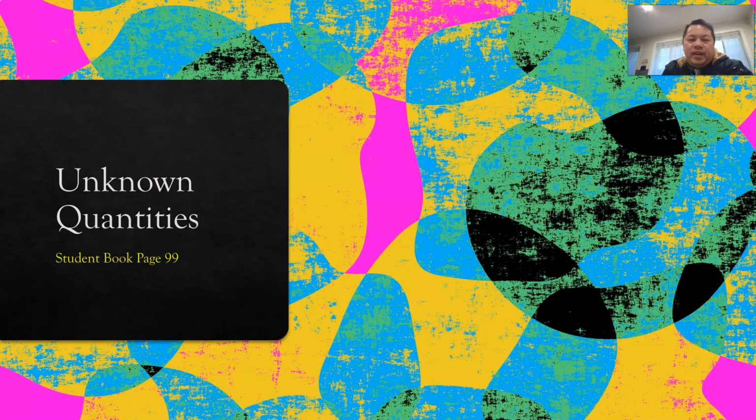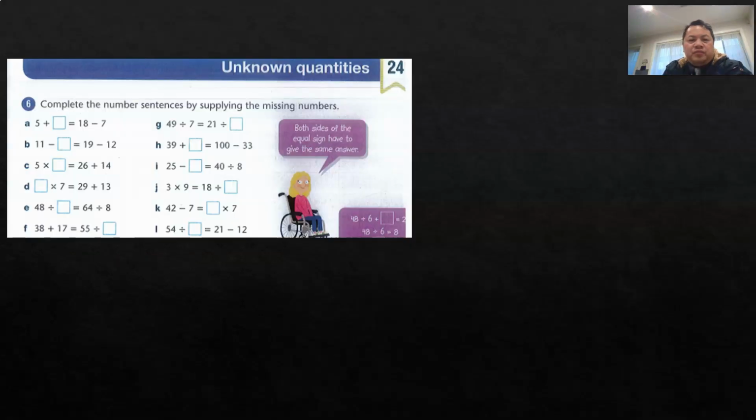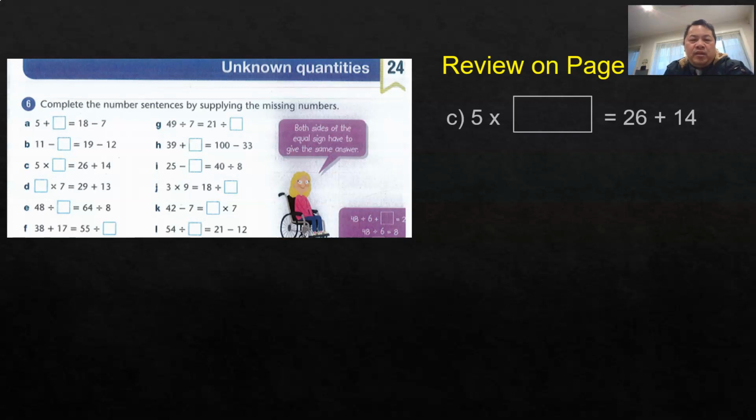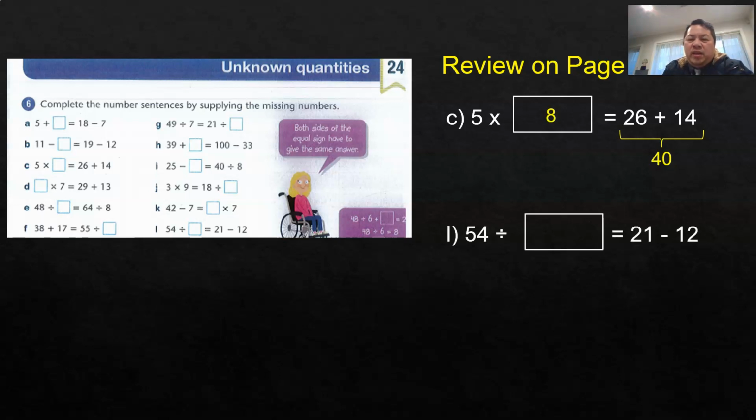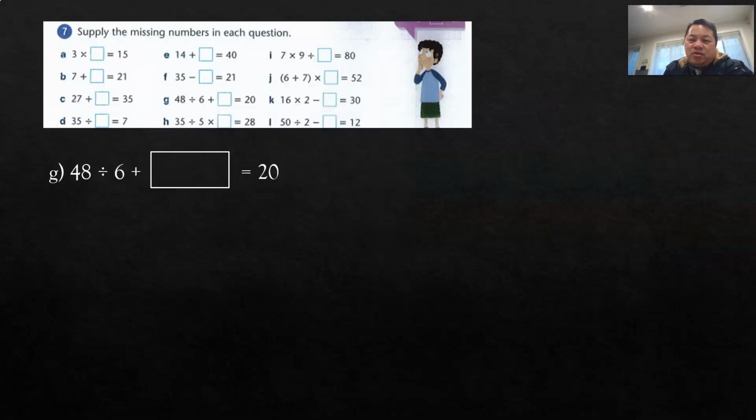Okay, the last part that we need to complete will be page 99. So again, unknown quantities. So this is a review on page 117. We have done something like this before already. So how do we go about finding the missing number? So okay, let's balance it out first. So this 40. So 5 times what will give me 40? So 5 times 8 will give me 40. Another example. So here 54 divided by something will give me 21 minus 12. So again, I simplified. 21 minus 12 is 9. So 54 divided by what will give me 9? It is actually 6. Right? It's quite logical, isn't it?